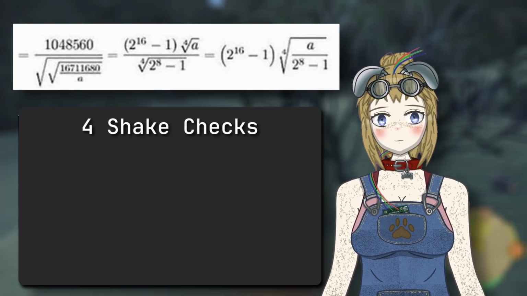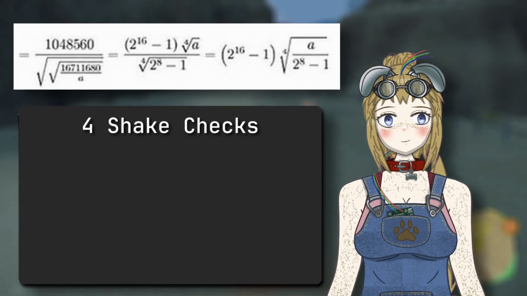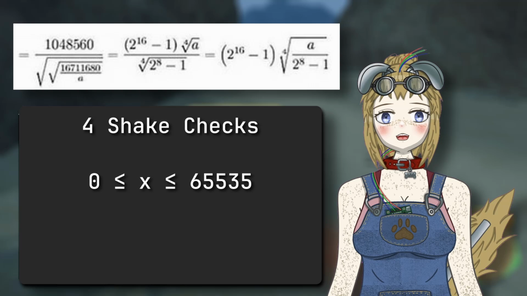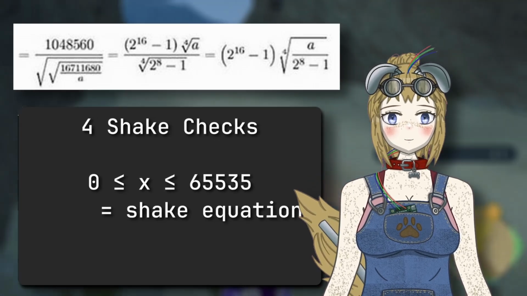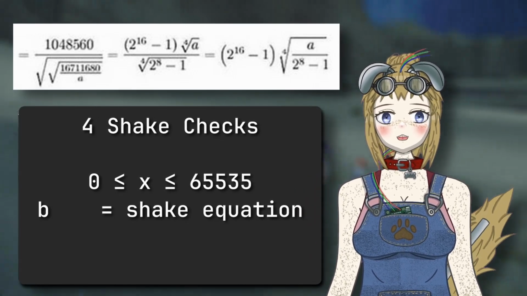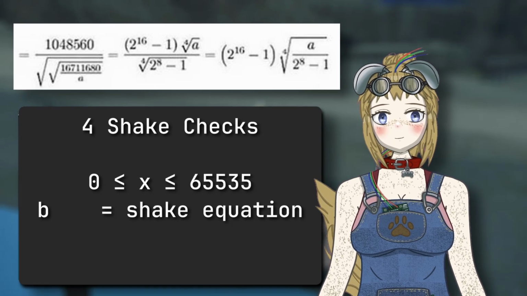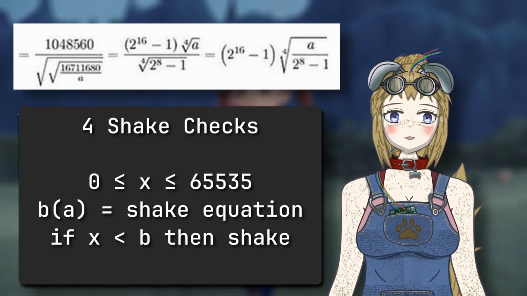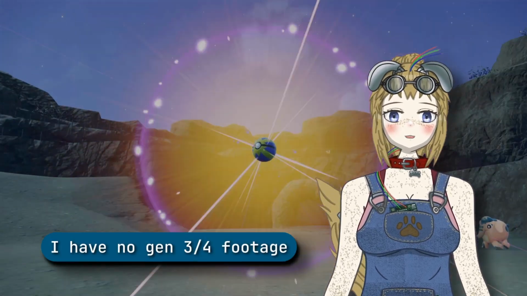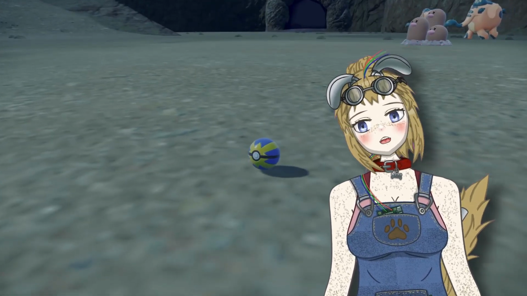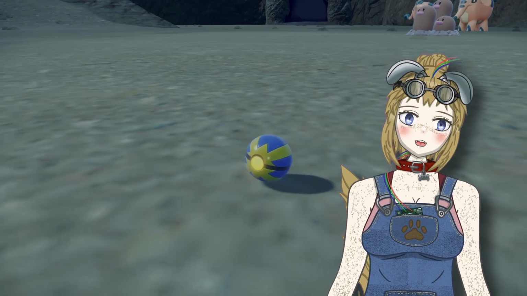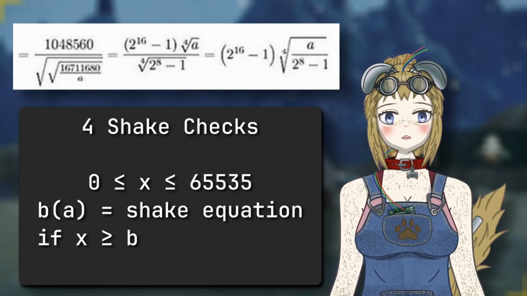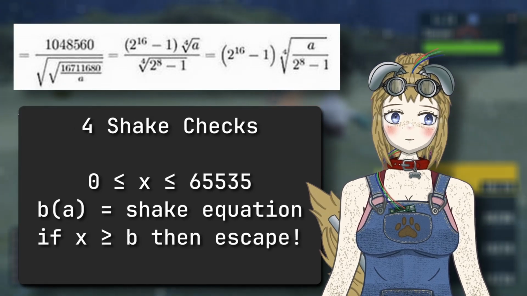The way a shake check works is the game generates a number between 0 and 65535. Let's call that number x. The game then determines the value of the shake equation, let's call that value b, based on the modified catch rate of the Pokemon, which we'll call A. If x is less than b, then your Pokeball will shake and another check will be performed. Essentially, you check, shake, check, shake, check, shake, check one more time, and the Pokemon is caught. However, if x is greater than b in any one of these checks, the Pokemon will escape.